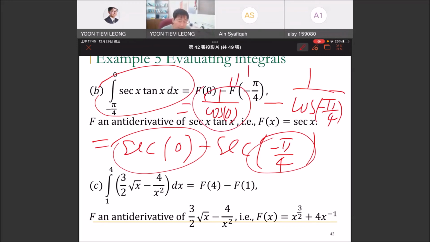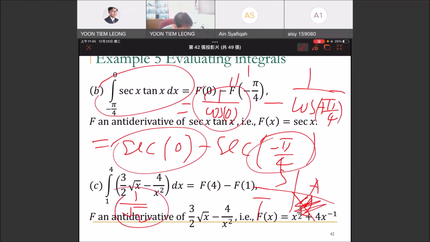How about cos of pi over 4? Remember this, you have the CAST diagram. Negative pi over 4 is this angle. In this angle, the cos of minus pi over 4 is positive. So cos of negative pi over 4 is the same as cos of pi over 4, because negative pi over 4 is sitting in the fourth quadrant. Using this mnemonic, you know that cos of minus pi over 4 is just positive. So what is cos of pi over 4? Cos of pi over 4 is cos of 45 degrees, which is square root of 1 over 2.